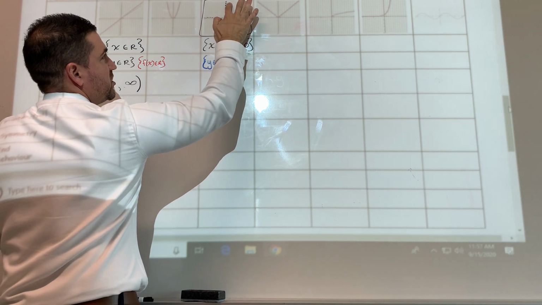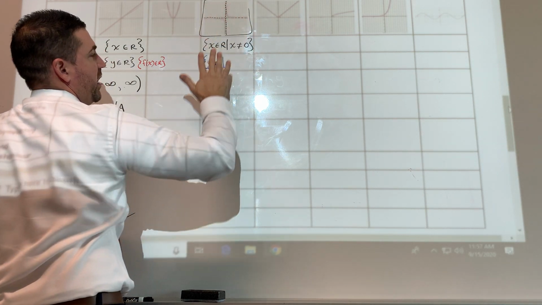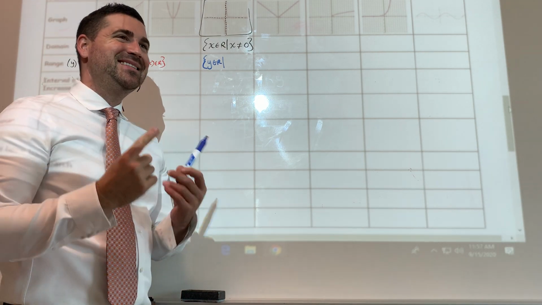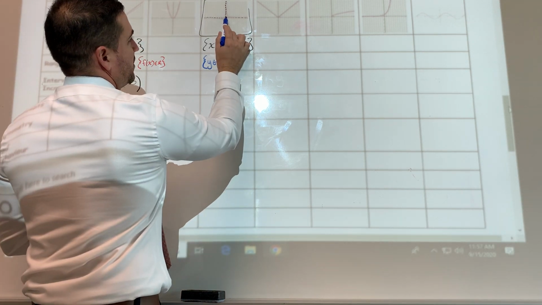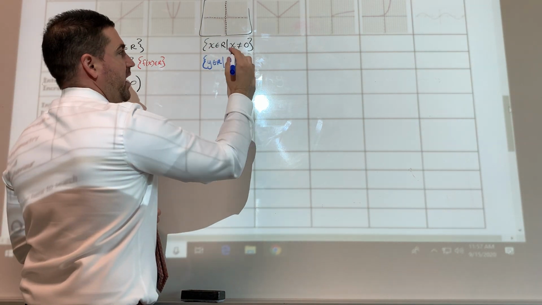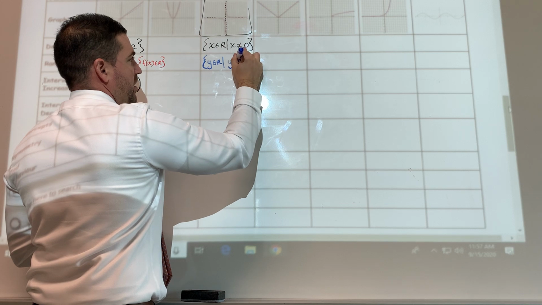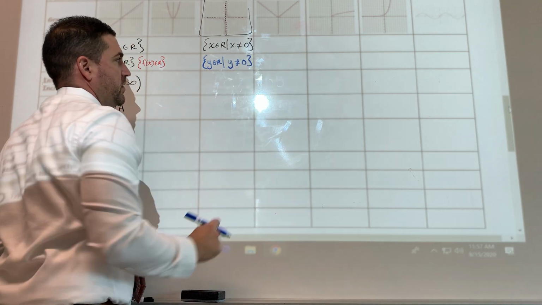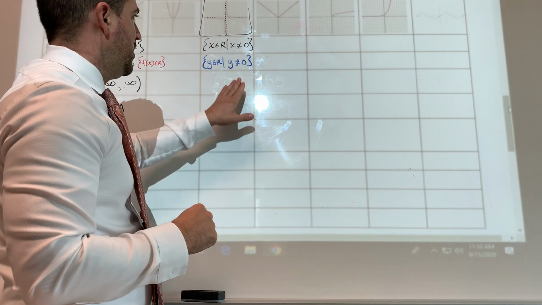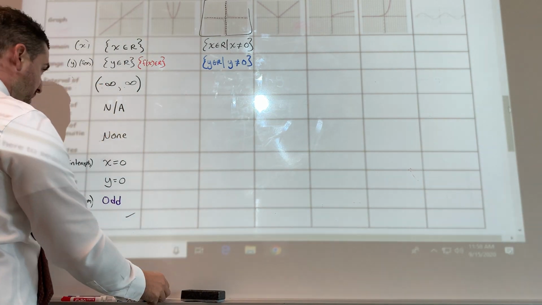And if you were to go this way, it's all our positive y's. So it's all our negative y's and all our positive y's except where y is 0. It does not touch the origin. So it's all our values of y except it's not 0. Okay, so our range is all values except for 0. So we just say it's not 0.